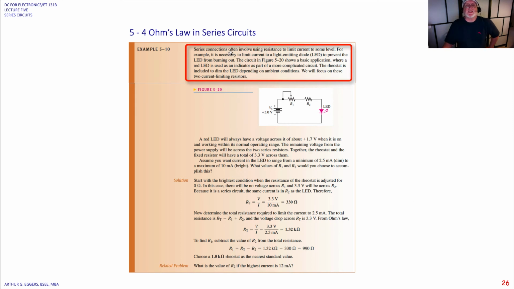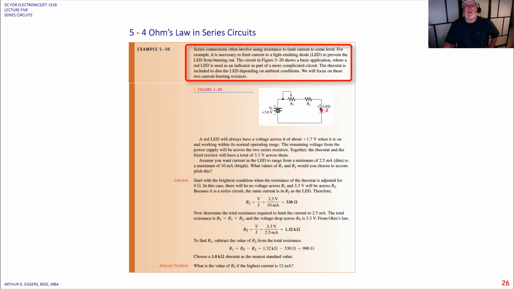Series connections often involve using a resistance to limit current to some level. So how can we do that? Well, it depends on how we set up the components in the circuit. In this circuit, we've got a 5-volt source, we've got an adjustable resistor, R1, we've got a fixed resistor, R2, and we've got a little LED bulb.